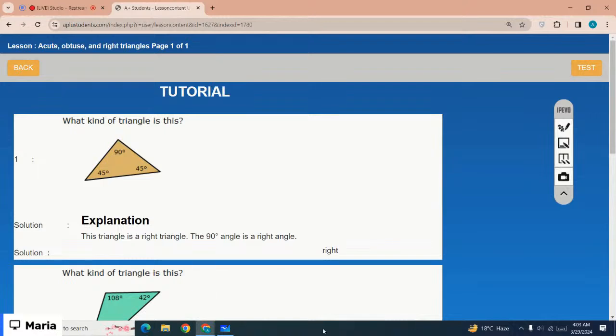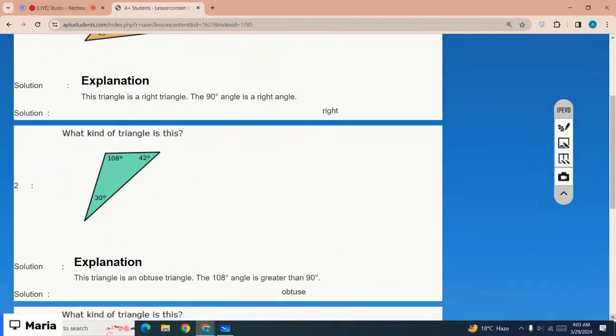Okay, the next example is, what kind of triangle is this? You have three angles here. One of them is 108, then 42 and 30 degrees, right? So 108 is greater than 90 degrees, right? So whenever you have an angle that is greater than 90 degrees, the triangle is known as an obtuse triangle. So the given triangle is obtuse. Let's start with the test questions.